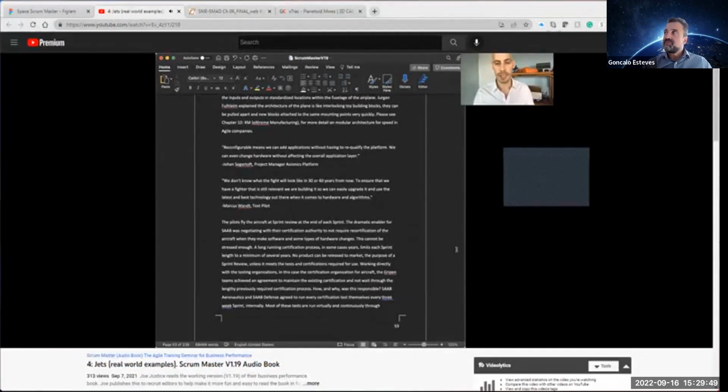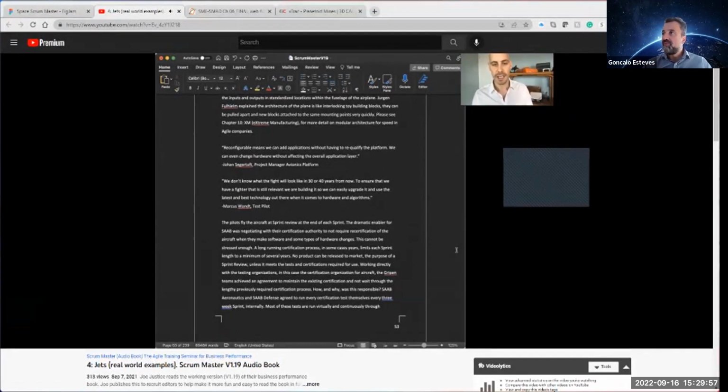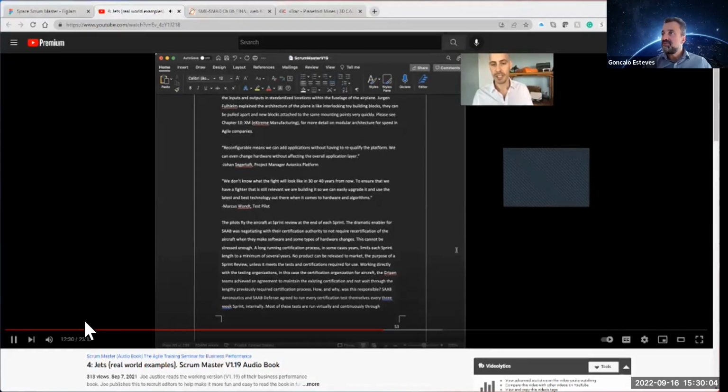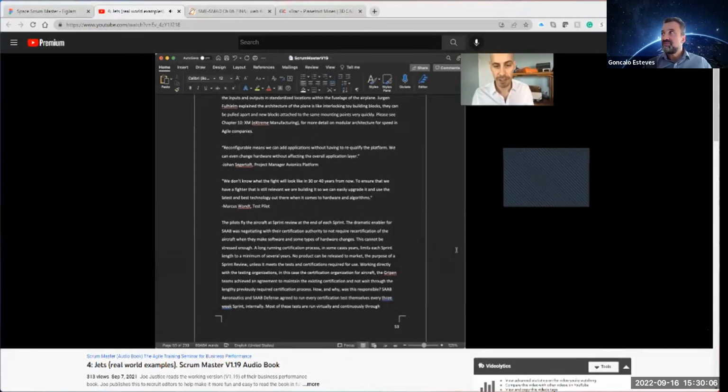No product can be released to market, the purpose of a sprint review, unless it meets the tests and certifications required for use. Working directly with the testing organization, in this case, the certification organization for aircraft, the Gripen teams achieved an agreement to maintain the existing certification and not wait through the lengthy previously required certification process. How and why was this responsible?